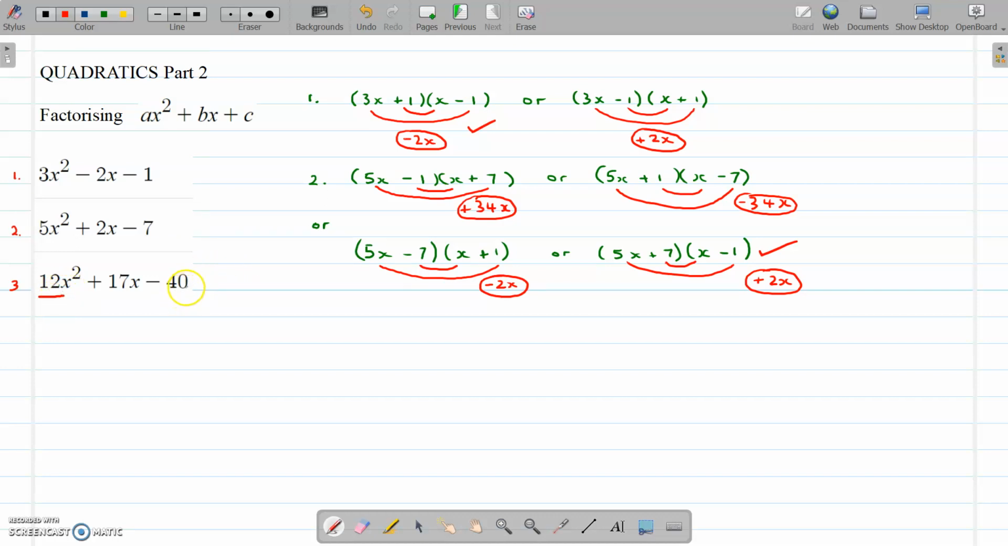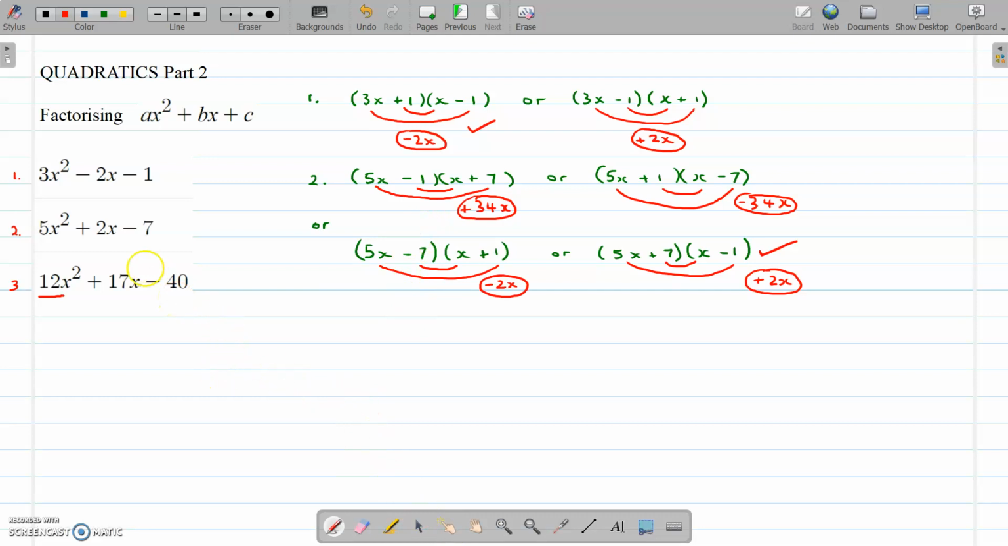To get the minus 40, that could come from 1 and minus 40, 40 and minus 1. It could come from 20 and minus 2. It could come from 10 and minus 4. Minus 8 times 5, minus 5 times 8. There are so many different possibilities. It could take a long time to find the right one.